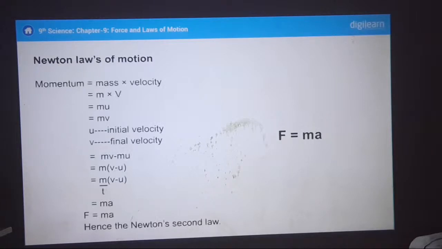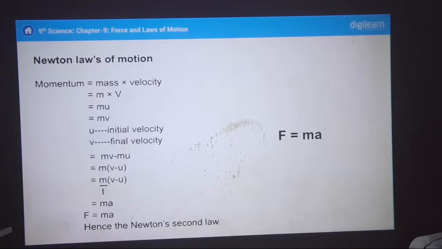Momentum. Momentum of the body is the quantity of motion possessed by the body and is equal to the product of its mass and velocity. Initial momentum of the body, final momentum of the body. Change in momentum after t seconds. Rate of change of momentum, where a is equal to v minus u upon t.